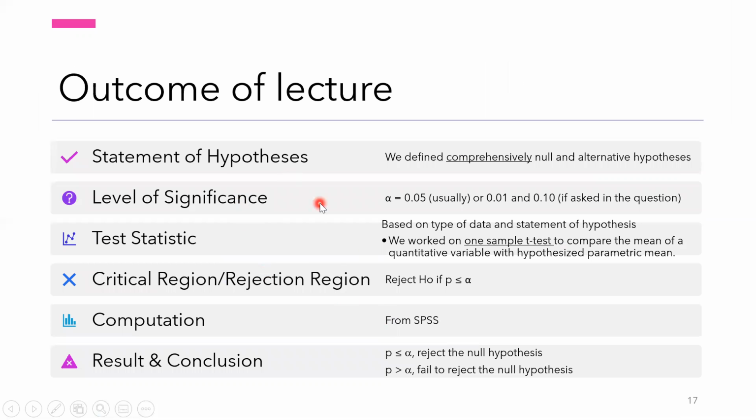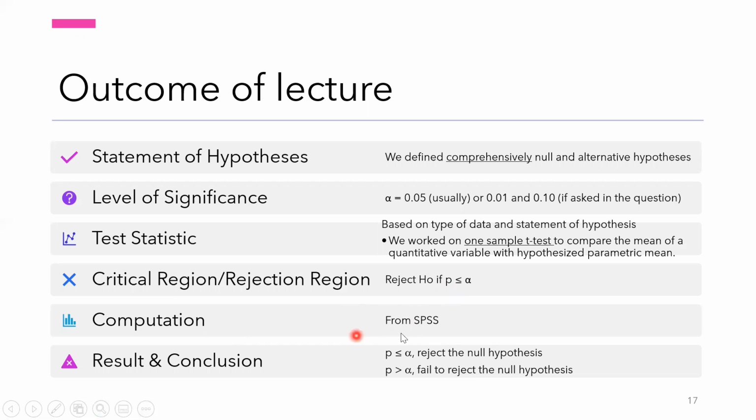So in this lecture, we comprehensively defined the null and alternative hypotheses. Then we defined the level of significance; when it is not given, we take 0.05. The test statistic is based on the type of data and the hypothesis statement. Our type of data was quantitative and we had to compare the mean, so we applied the one sample t-test. And the rejection region is general: reject H naught if the p-value is less than or equal to alpha. H naught is the null hypothesis.